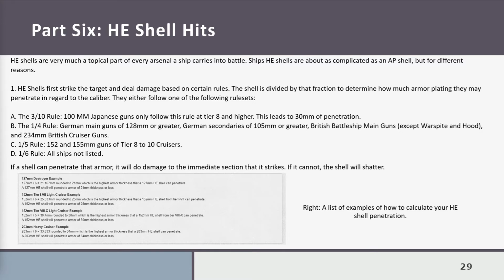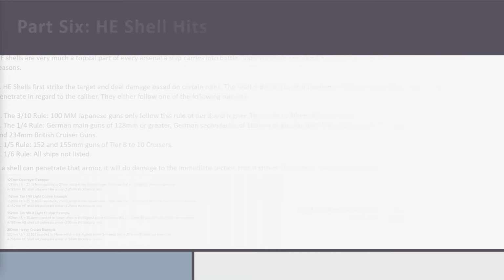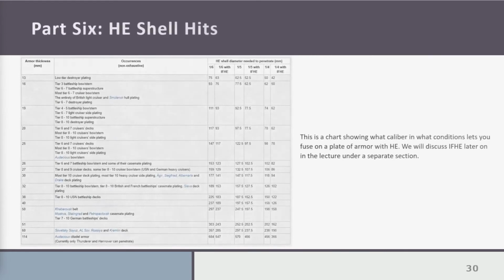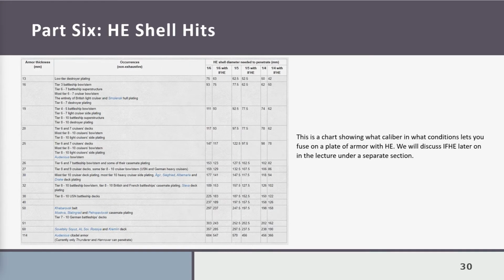We're not talking about them today, but just pointing that out for people who may have that in the back of their mind. This is a non-exhaustive list of occurrences of millimeters of armor thickness and what can pen it. Right now, the only thing that can Citadel an Audacious with HE is Thunderer and Hanover, which I find kind of funny because of course Thunderer can do that, right? What can it not do?